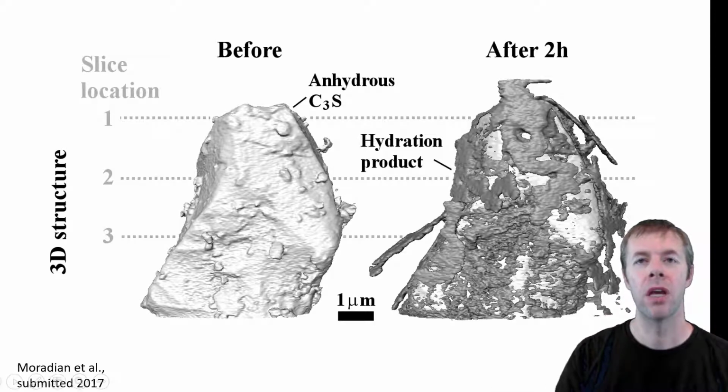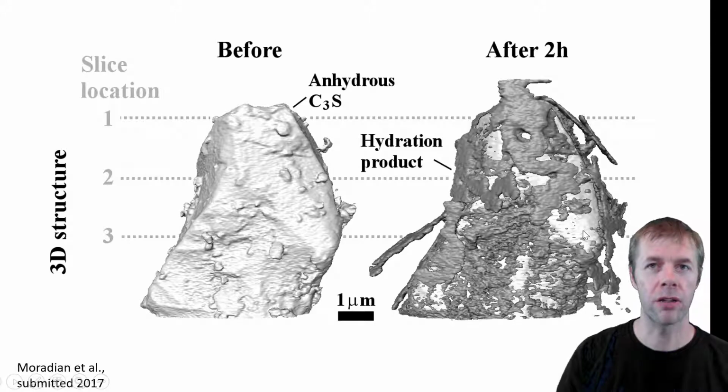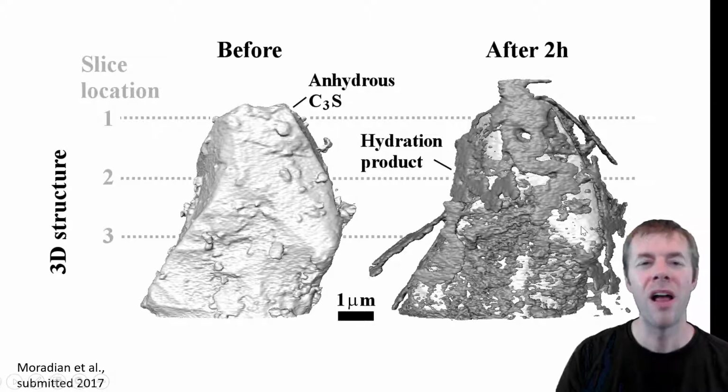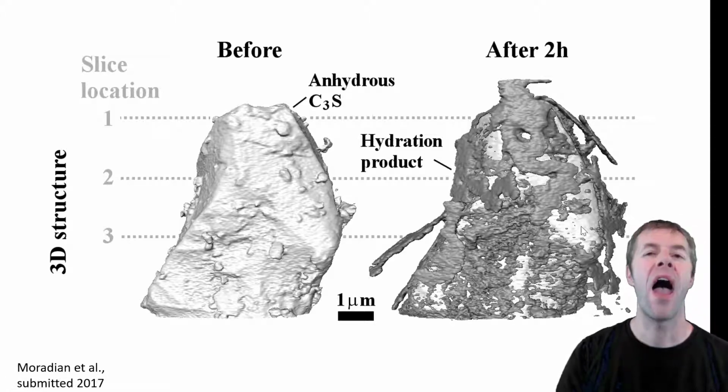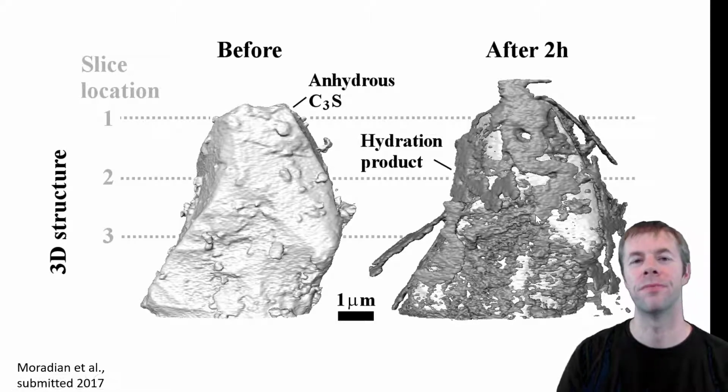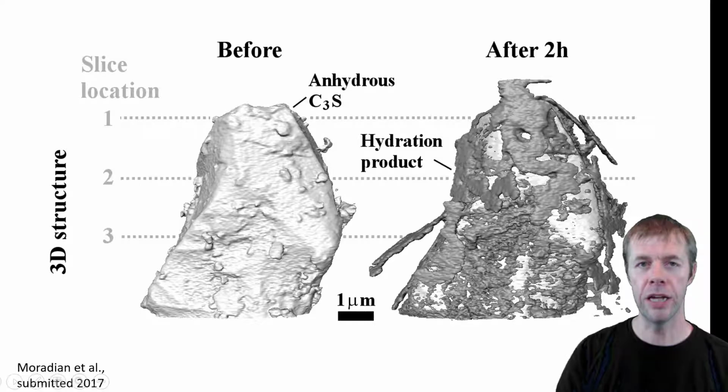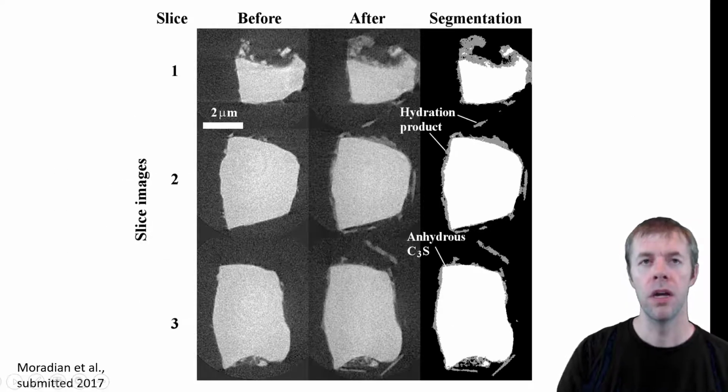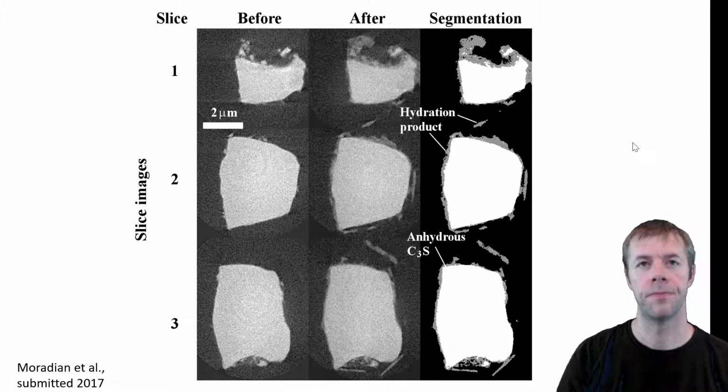And look, this gray area is the hydration product. There's certain regions that aren't covered at all. And there's other regions that are almost totally covered. It's nuts, right? Let's look at these 3 different slices, 1, 2, and 3. These 3 different locations. Here's the raw measurement before, and here's the raw measurement after. And here's where we've segmented them. We've separated them into different materials by using gray values.